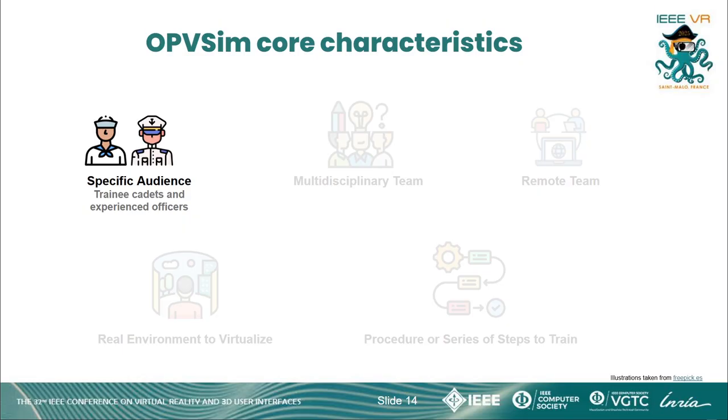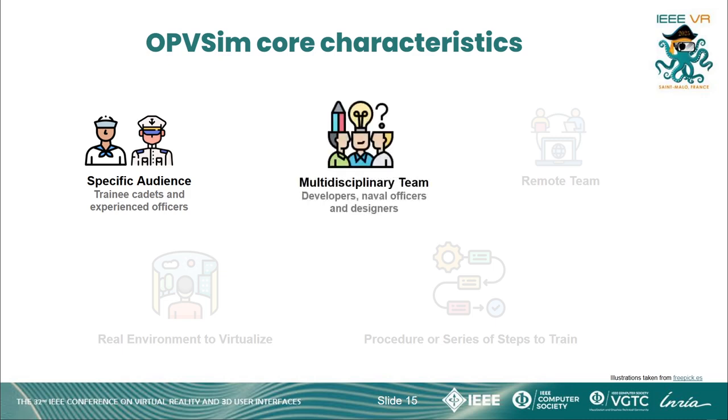The project involves a specific audience, which in our case consists of trainee cadets and experienced naval officers who manage and make decisions in the engineering room during emergencies. The project involved a multidisciplinary team consisting of two developers, six naval officers, and three designers. The institutions involved in the development of the simulator were located in different cities.